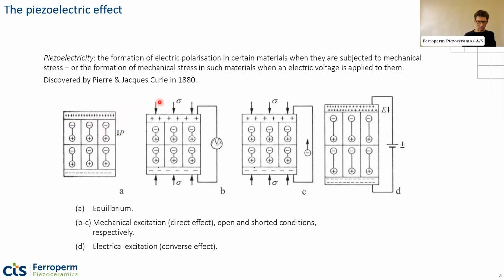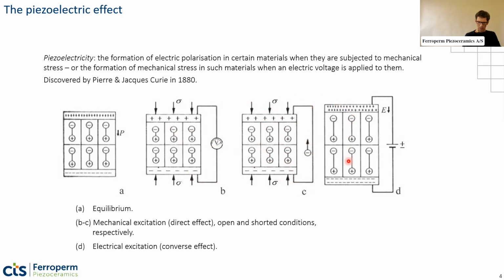Then if you apply a mechanical stress, like in this figure, you affect the whole system, and you shorten the dipoles, and the response of the system is that an electric voltage is generated, like you see here. In the other case here, in figure C, instead of a voltmeter, you put a wire, so the two electrodes are shorted. So in this case, when you apply the stress, actually electrons will flow through the wire.